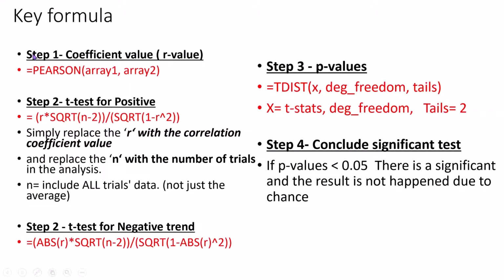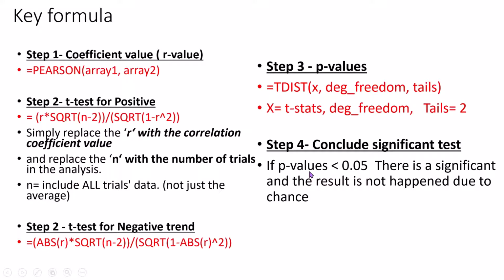The first step is very easy: to calculate the R-value, you just type in this formula. After you have done that, you should know whether there's a positive trend or a negative trend. If it's a positive trend, then you will use this formula. Then step 3, you need to calculate the t-stat, the significance value, and after that you need to calculate the p-value, and finally you need to conclude.